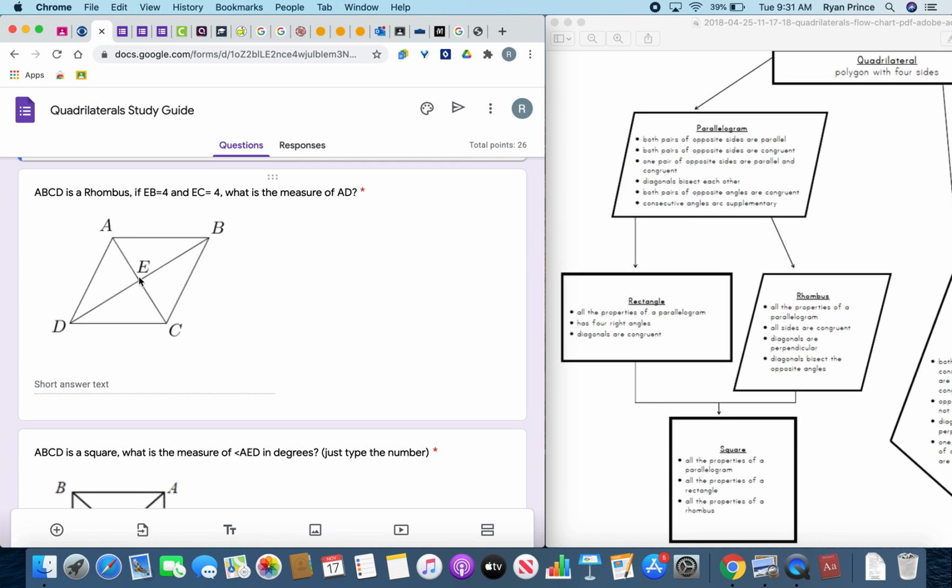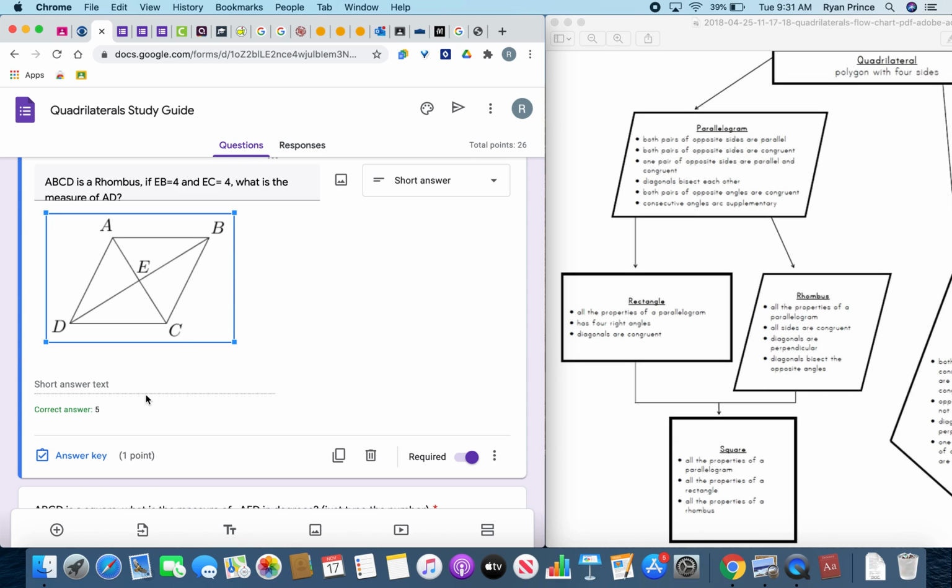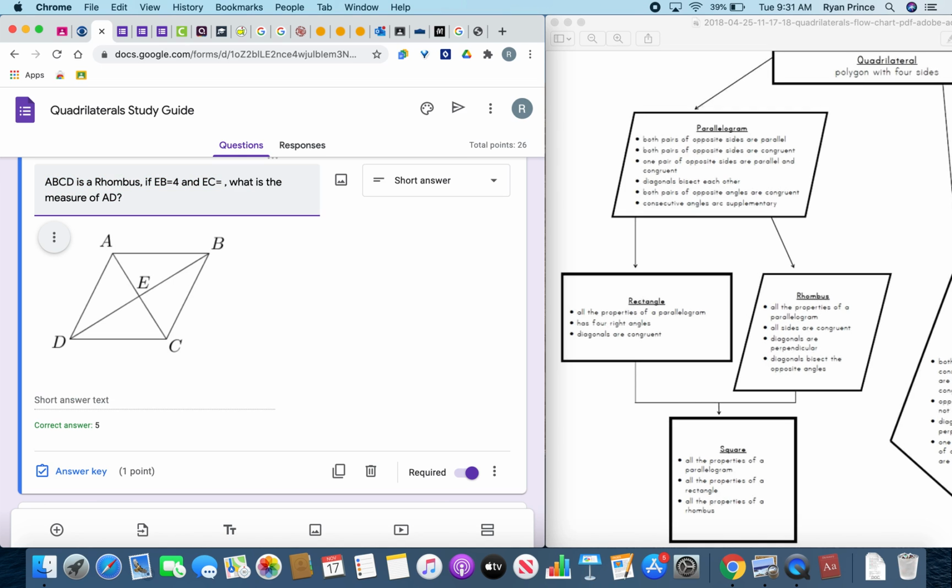Okay, same rhombus. Now we're talking about the diagonals. It says if EB is 4 and EC is also 4, what is the measure of AD? Okay, so this is a little bit different. This is wrong. Flat out, this is wrong. What this was supposed to be, EB was supposed to be 4 and EC should have been 3. And you would have used the Pythagorean theorem to find this side.